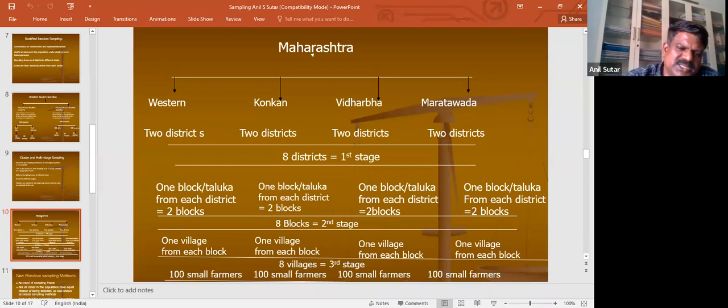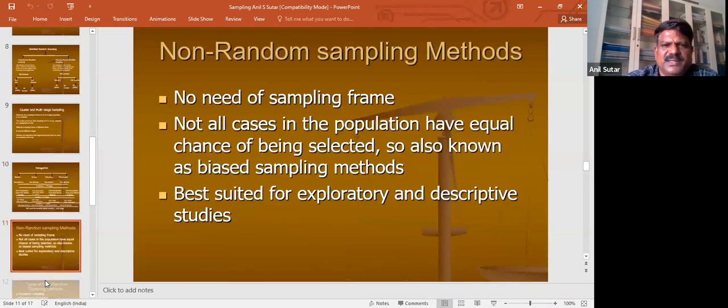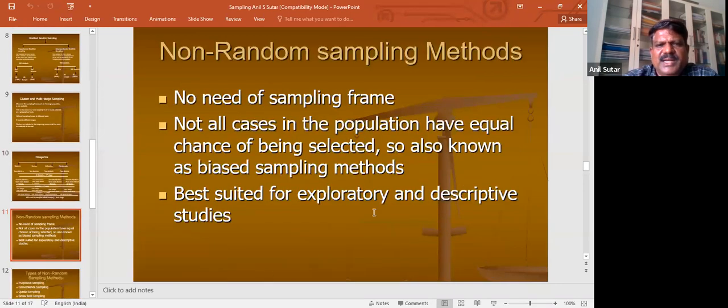This is the illustration about multi-stage and cluster sampling. Now we'll come to the non-random sampling methods.